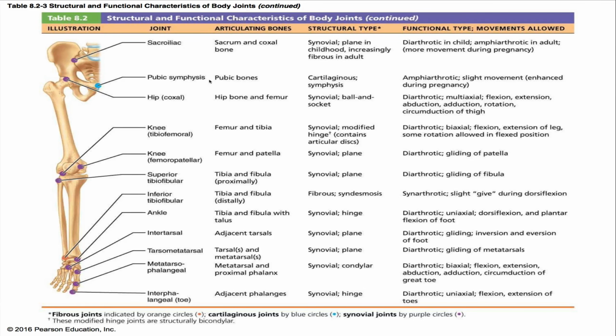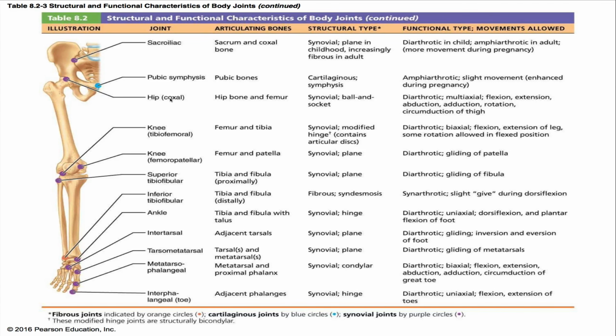Now the pubic symphysis, the pubic bone, it's a cartilaginous symphysis. It's amphiarthrotic. Now it allows slight movement. So again, during pregnancy, when you're delivering, this is what helps allow the pubic bone to separate a little or stretch out a little bit during the delivery of the child.